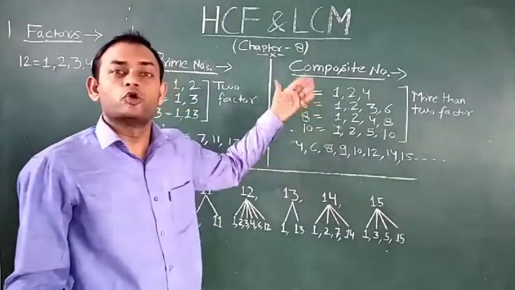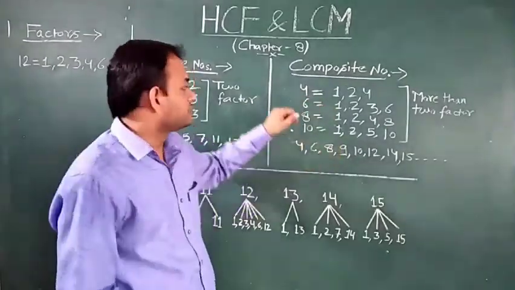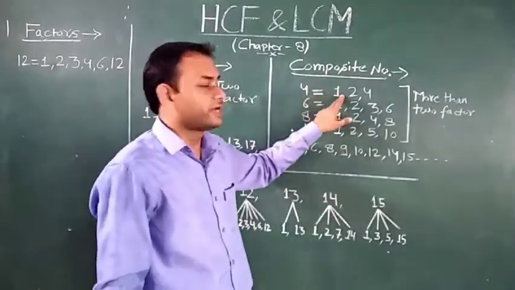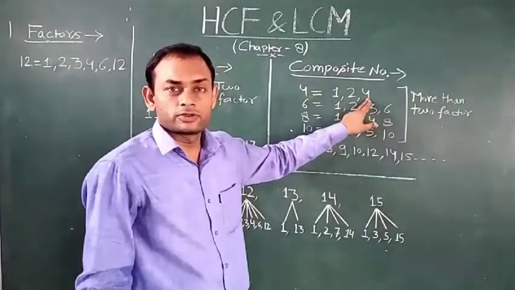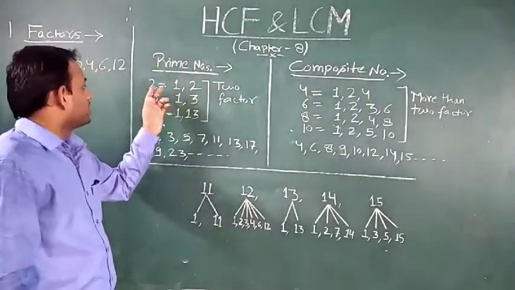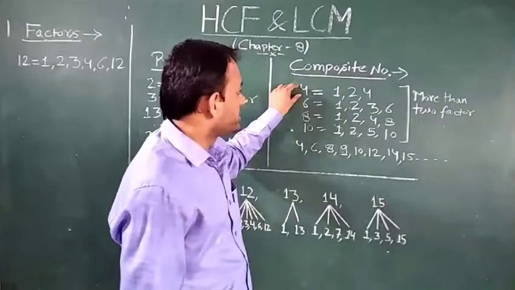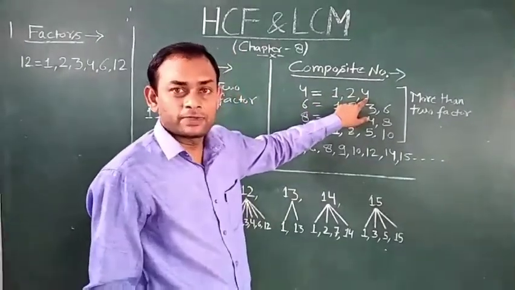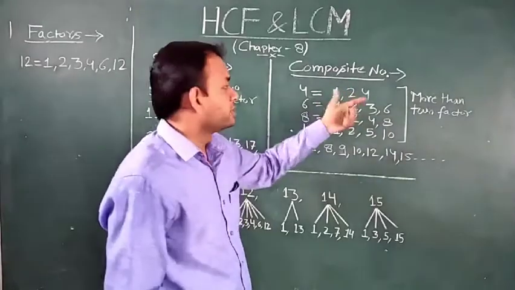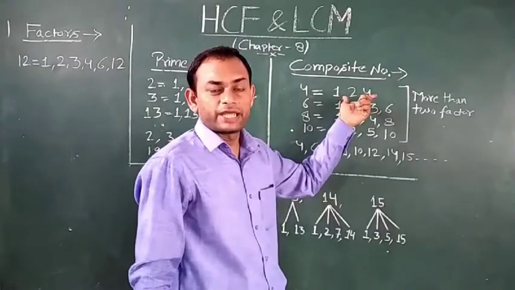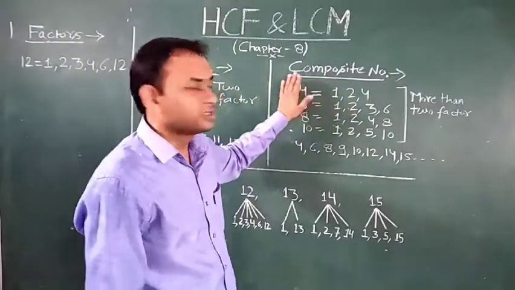If a number has more than two factors, it is called a composite number. Any number which has more than two factors. Just like 4. 4 is divisible by 1, by 2, and by 4 also. In a prime number, the number is divisible by 1 and itself. But you can see here, 4 is divisible by 1 and itself, and along with it is divisible by one more number, that is 2. So there are three factors and it is more than 2. So a number which has more than two factors is called a composite number.